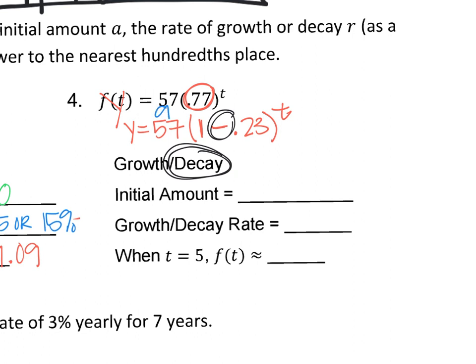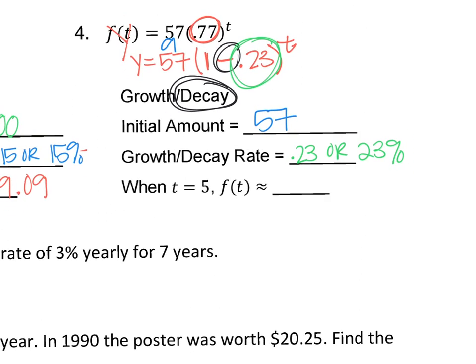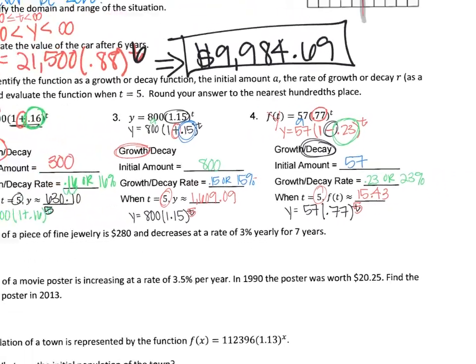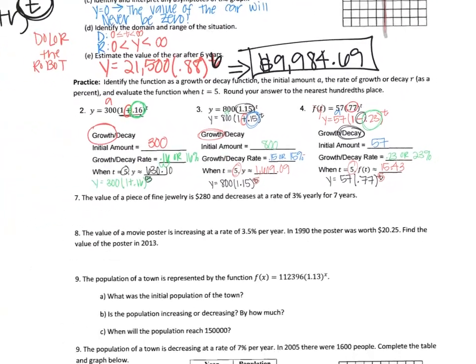Because I'm subtracting, I know that it's a decay. The initial amount, A, is right there, is 57. The rate is 0.23, and again we want to write it as a percent, so 23%. And then we're just plugging in y equals 57 times 0.77 to the t, and instead of t we're plugging in 5. And when you plug that in your calculator, you get 15.43. And that's how you analyze functions of exponential growth and decay.